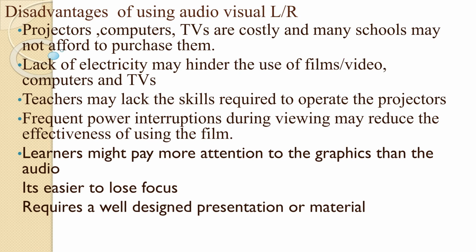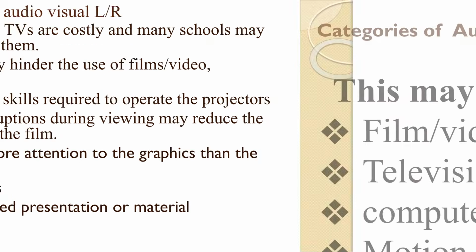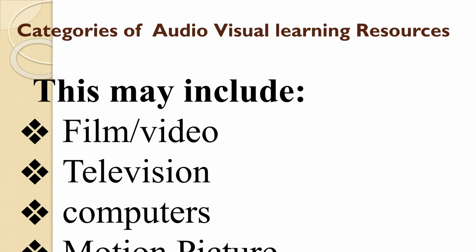However, there are challenges. Equipment like projectors and TVs can be costly, and infrastructure issues like a lack of electricity or power interruptions can hinder their use. Additionally, teachers need specific skills to operate them, and students must stay focused on the audio, not just the graphics. Common categories of audiovisual learning resources include educational films and videos, television programming, computer-based materials, and motion pictures.